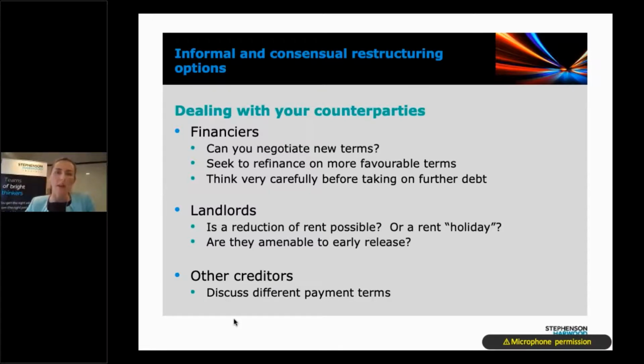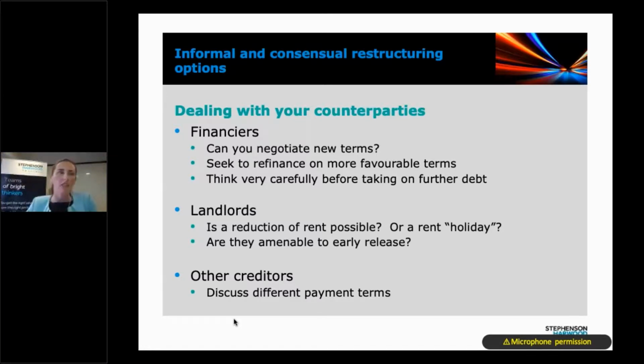In relation to your financiers and your banks, can you negotiate new terms, a lower interest rate, a different repayment schedule, a repayment holiday? It is important to think carefully if you are considering taking on further debt, as that may make your financial position more dire than it currently is. Similarly, with landlords, is a reduction of rent possible? Are they amenable to an early release from a property? And the same applies with other creditors, and that's where Michael spoke about that bit already.